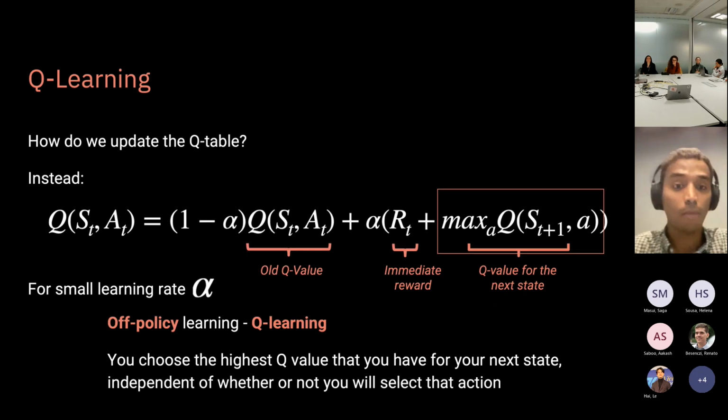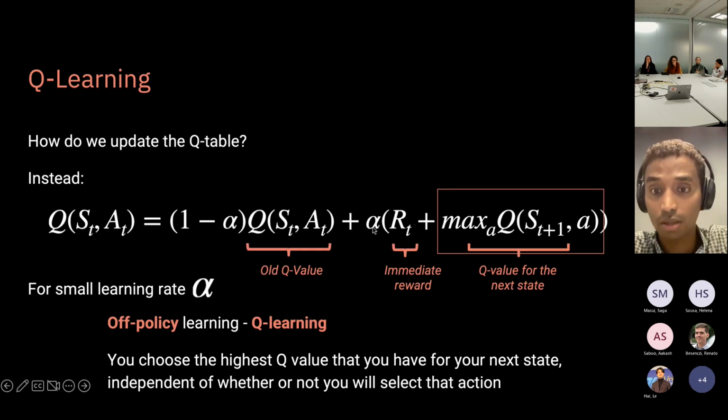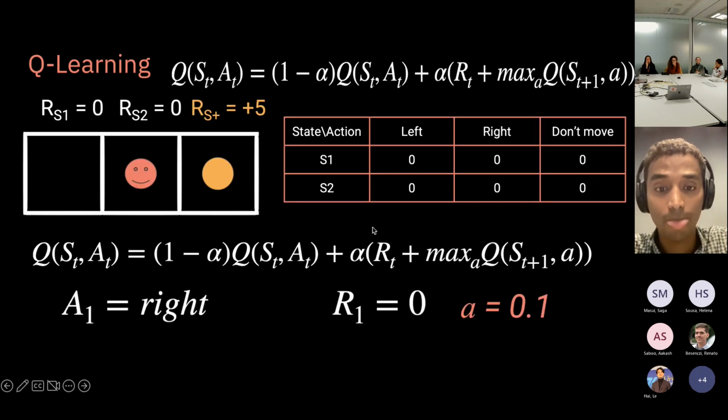So let's go back here. Let's assume that our gamma is 0.1. So using this, we would like to update. Now we are at the stage of updating our Q table.